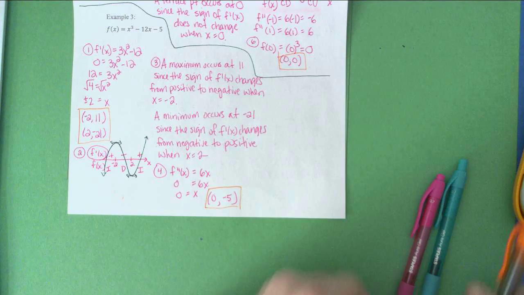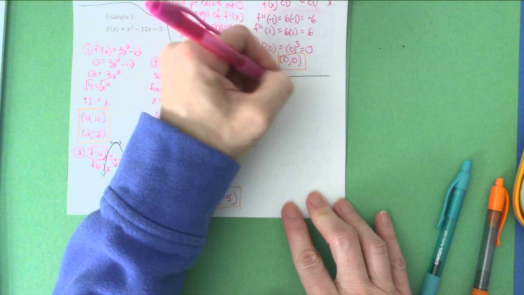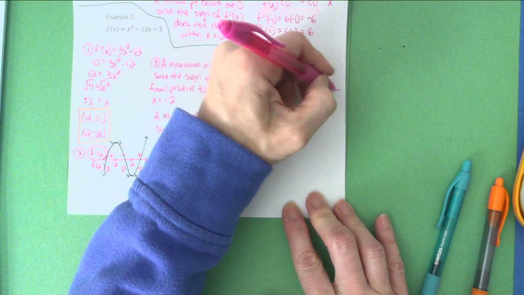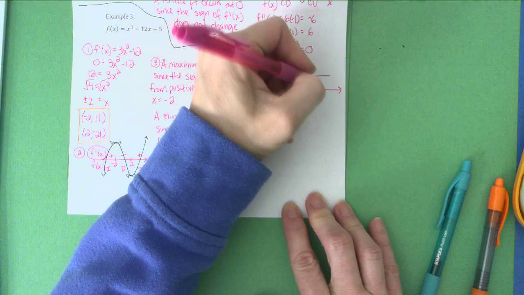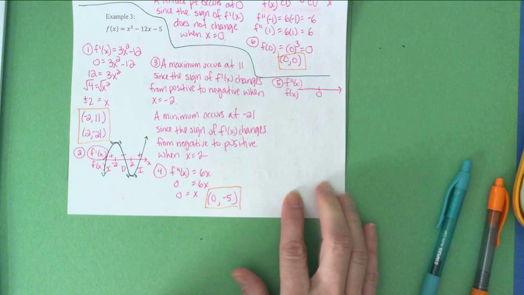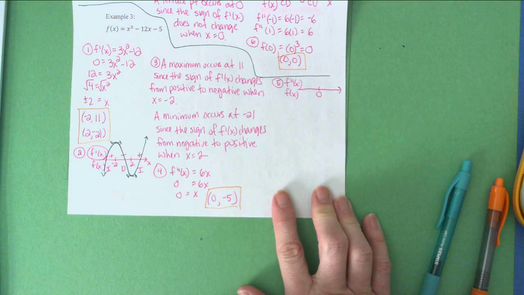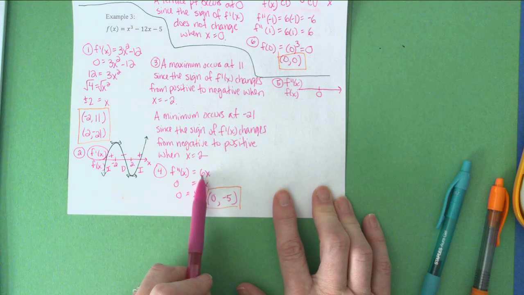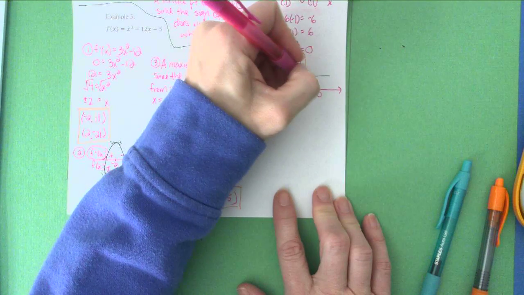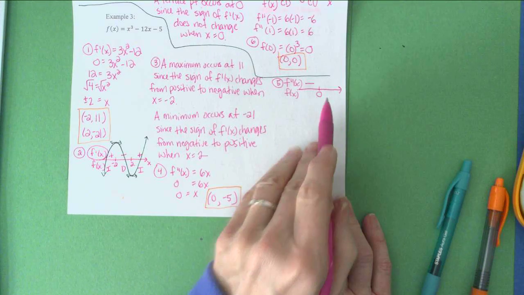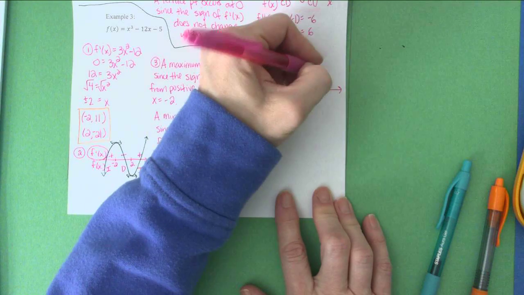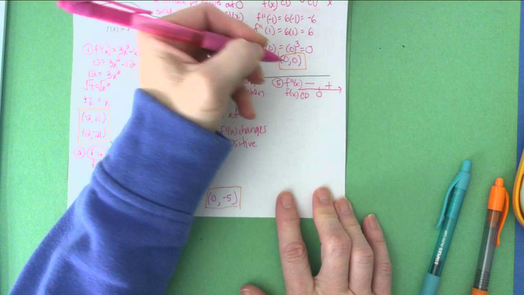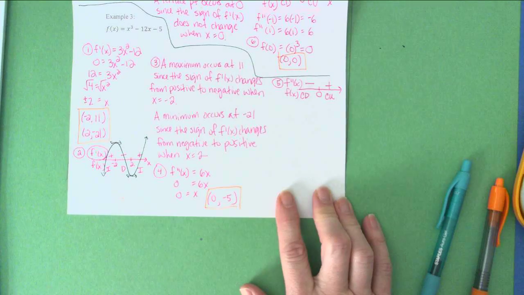I will test it on my step 5, the chart. I have f double prime of x versus f of x, comparing the two. I'll put my 0 on here. Choosing an x value to the left, like -1, I'm going to feed that into my second derivative. f double prime of -1 is 6 times -1, which is -6. And if I plug +1 in, I'm going to get +6. So there definitely is a change in concavity from concave down to concave up.